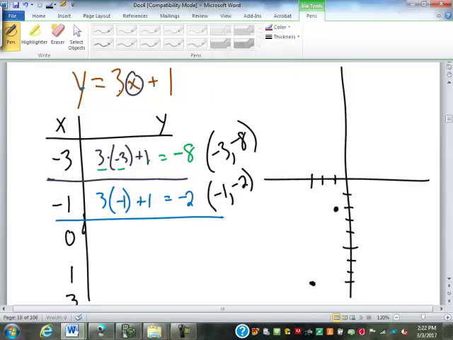If we put in 0 for x, so it's 3 times 0 plus 1. What is 3 times 0? 0 plus 1 is 1. So we get the ordered pair x is 0 when y is 1. So x is 0, y is 1. It's right there.